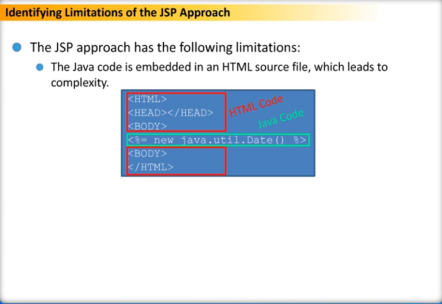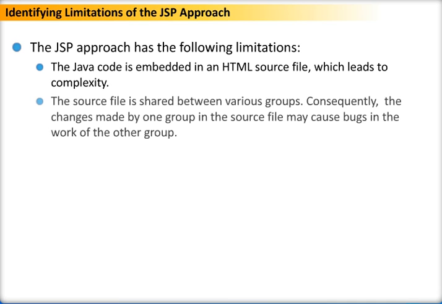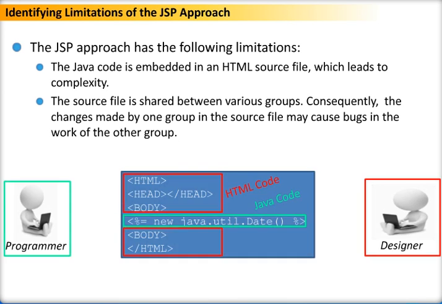Another limitation of the JSP approach is sharing of the source files. As a consequence, the changes made by one group in the source file may cause bugs in the work of the other group. Consider a scenario where a web application is being developed in an organization.